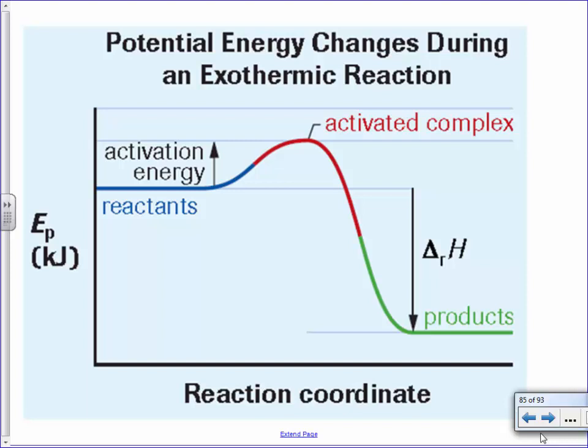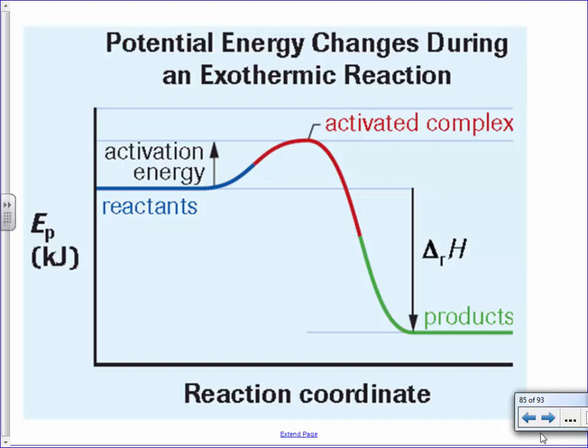To break bonds requires energy. For a split moment in time, there won't be any bonds. That's called the activated complex. It's the peak, the crest of that graph. And then you're going to re-release some energy. Depending on whether you release more or less energy than you started with, makes it endo or exothermic. So breaking bonds requires energy. Making bonds gives off energy.